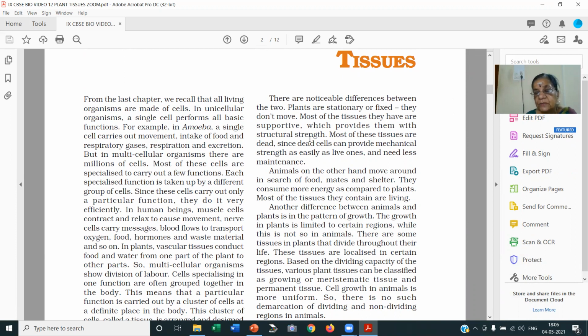Plant tissues we have learned now: parenchyma, collenchyma, sclerenchyma. They give mechanical support. Most of the tissues are dead, since dead cells can provide mechanical strength as easily as live ones and need less maintenance. So this is marked as the first point. From plants to maintenance, it is referring to locomotion. Correct?